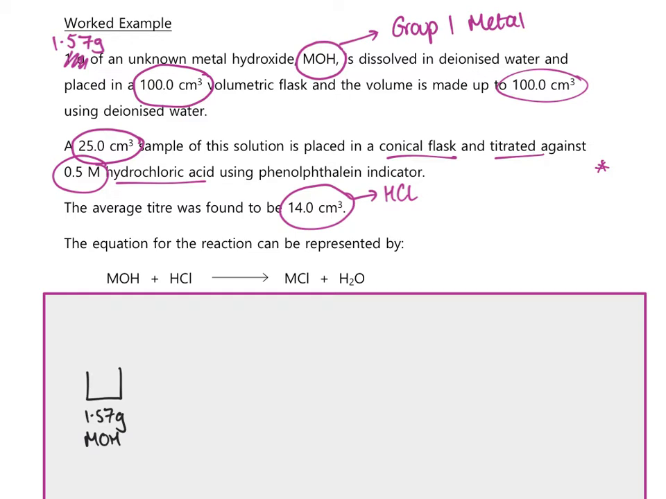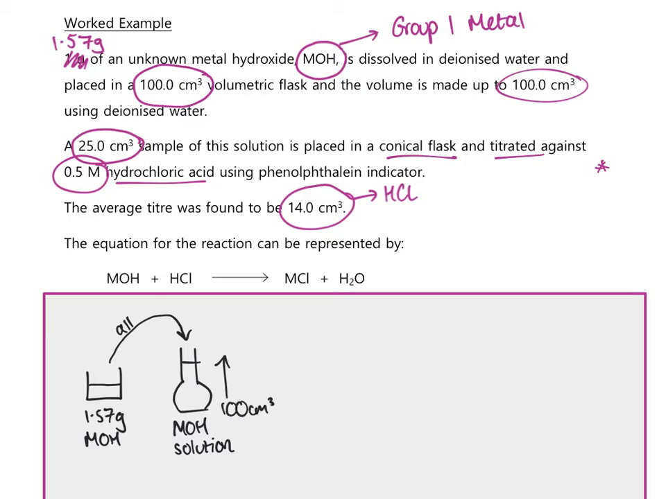So you're starting with 1.57 grams of your metal hydroxide, and in reality you'll make up a small volume of that solution. You'll maybe dissolve it in anywhere between 10 to 50 centimetres cubed of water, and then that will all be placed in your volumetric flask. So you're transferring all of that into your volumetric flask. That will be your standard metal hydroxide solution, MOH solution, and that is made up to 100 centimetres cubed.